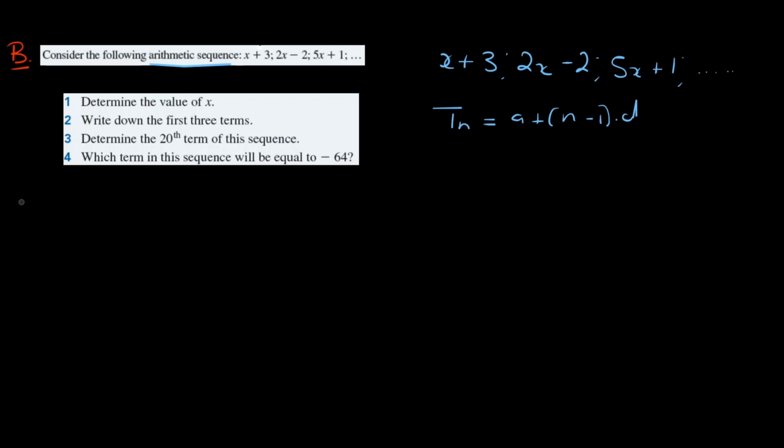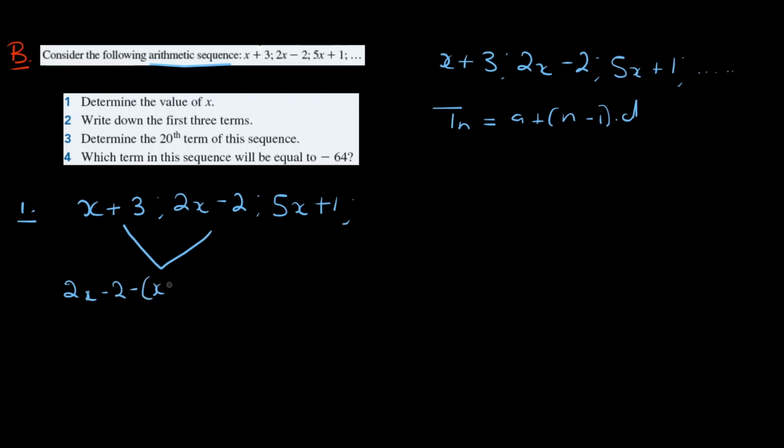So let's attempt the first question, which says determine the value of x. We need to calculate what the value of x is using the properties of an arithmetic sequence. When you're given an arithmetic sequence, you need to always construct a line of differences. We're saying term number 2 minus term number 1, which is 2x minus 2 minus x plus 3, and I'm putting it in brackets just to make it neat.